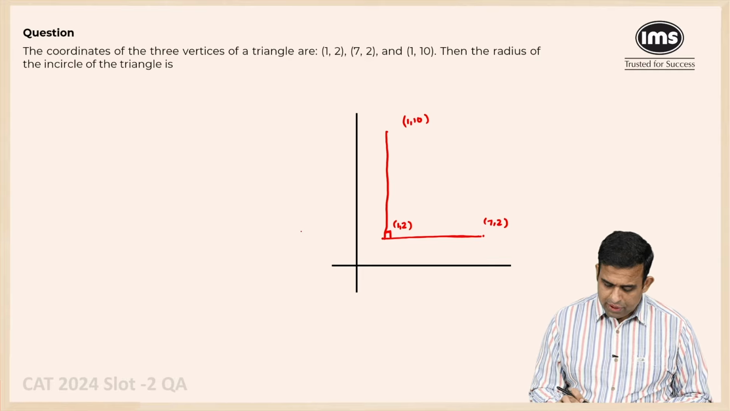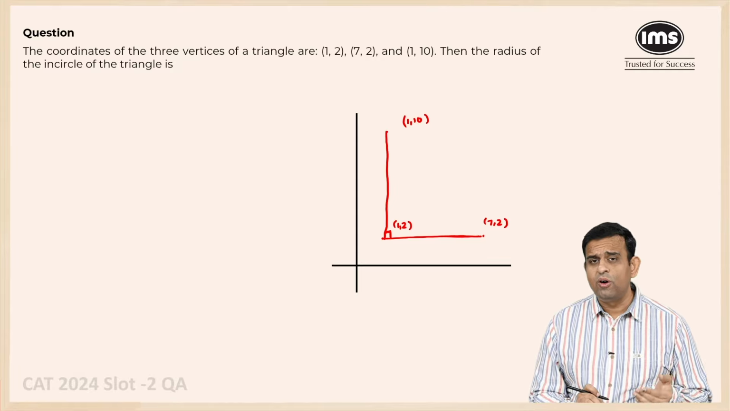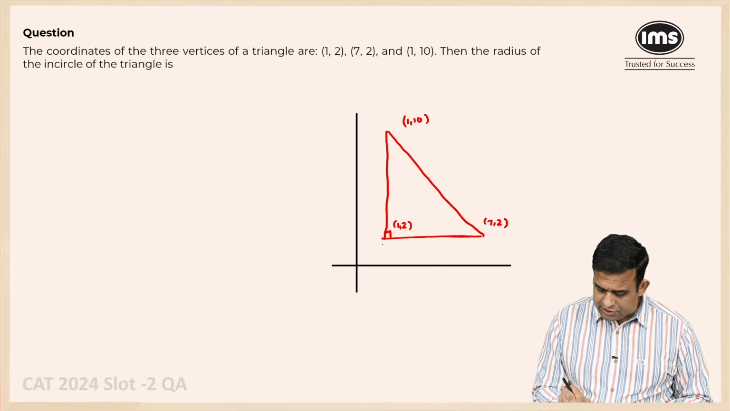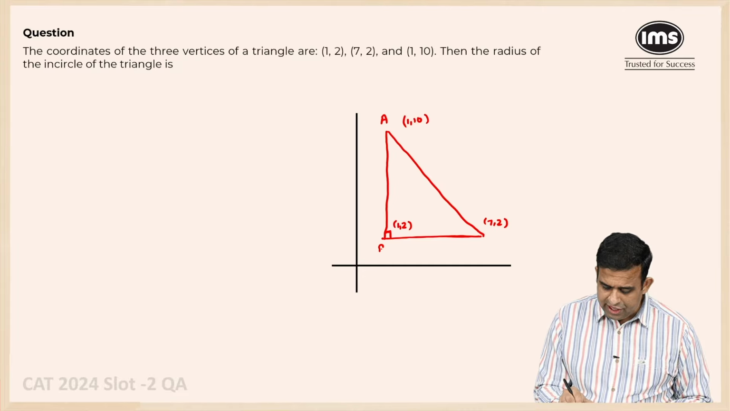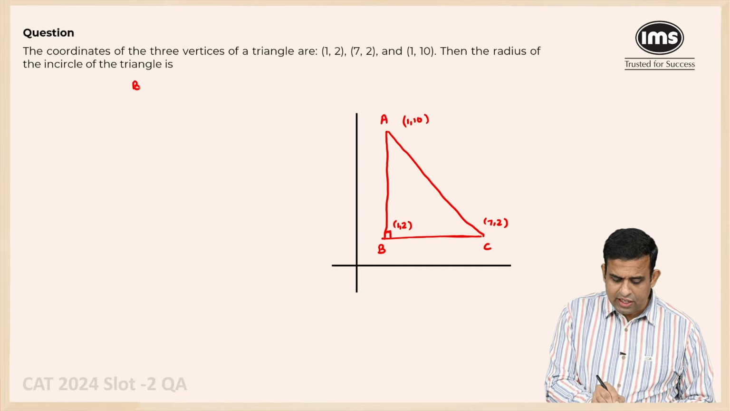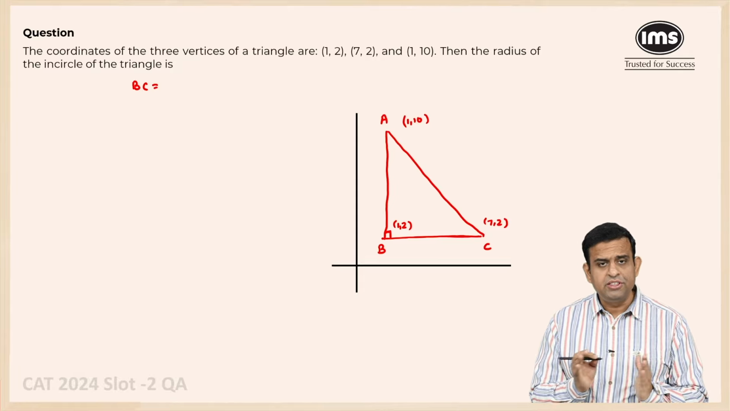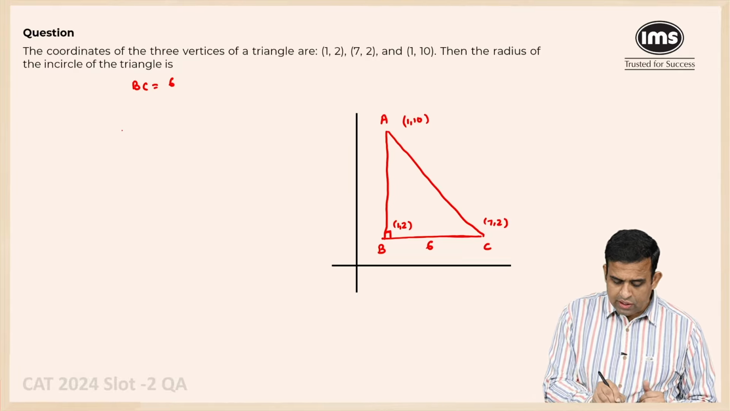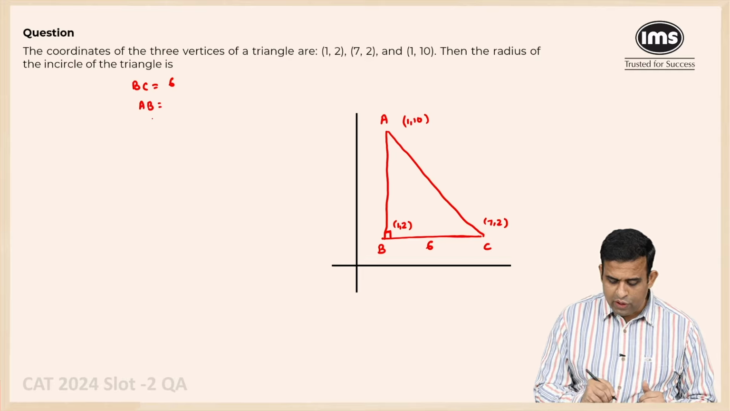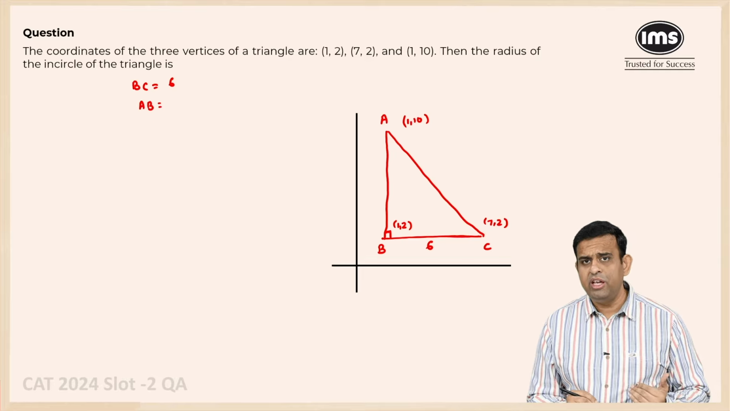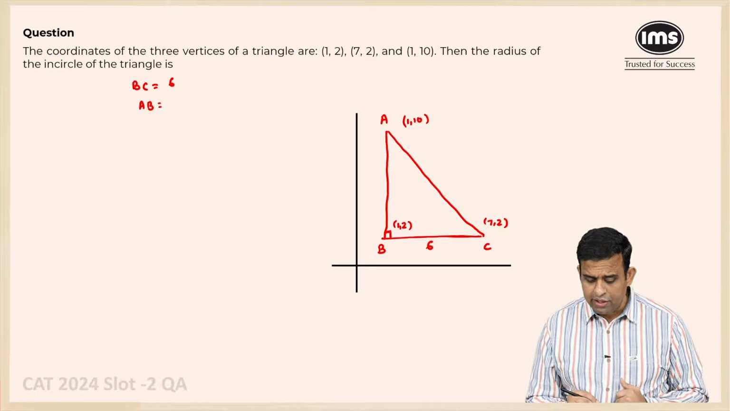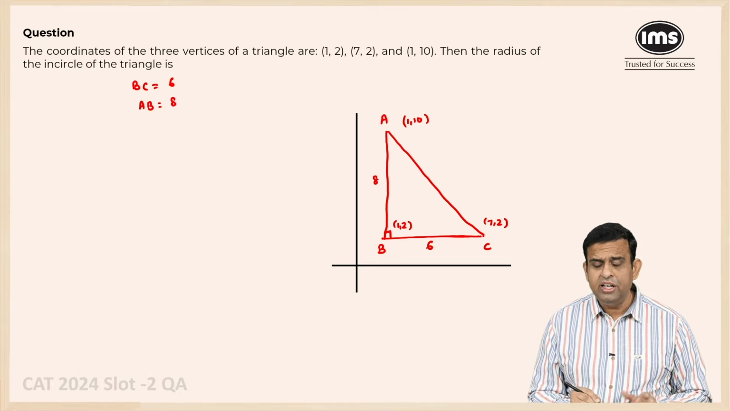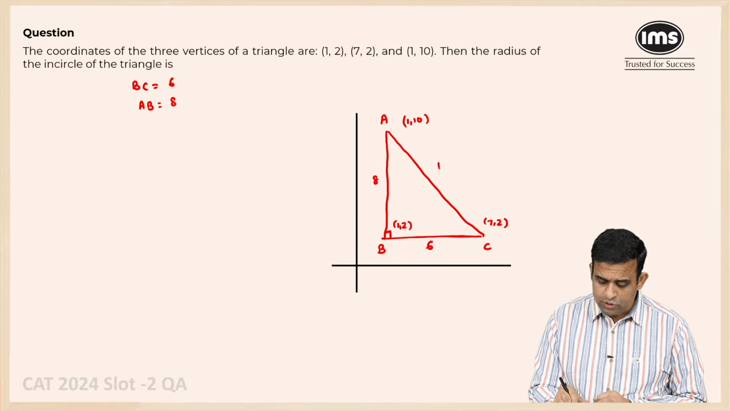And we have a simple property for finding the circumradius or inradius of a right angle triangle. Suppose I call the triangle ABC. In that case the length of BC is the difference in the x coordinate, 7 minus 1, giving you 6. Now what about the length of AB? The length of AB is the difference in the y coordinate, 10 minus 2, which gives you 8. So with 6 and 8, the hypotenuse is going to be equal to 10.